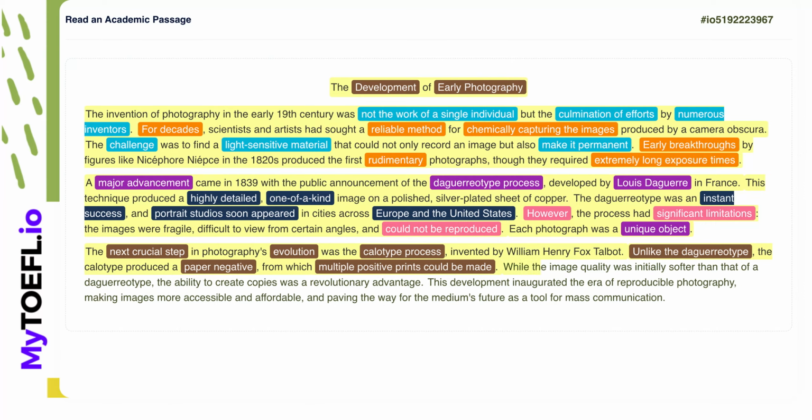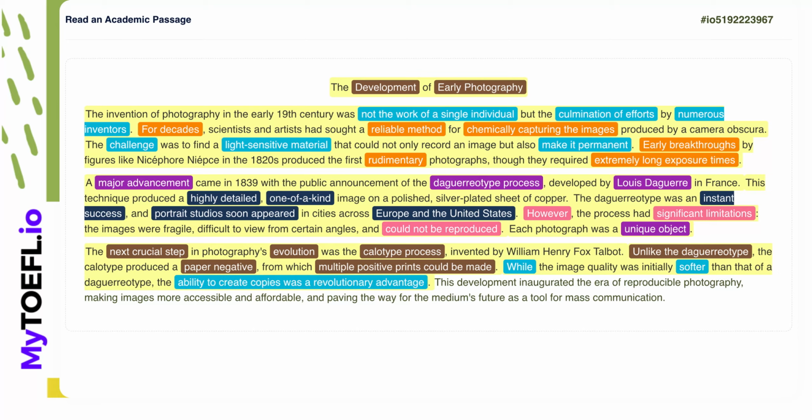While the image quality was initially softer than that of a daguerreotype, the ability to create copies was a revolutionary advantage. This sentence explains the trade-offs. The word "while" shows a contrast. The calotype's image quality was softer, meaning less sharp than a daguerreotype. But the ability to create copies was a revolutionary advantage. This tells us that even though the pictures weren't as detailed, being able to reproduce them was a huge deal.